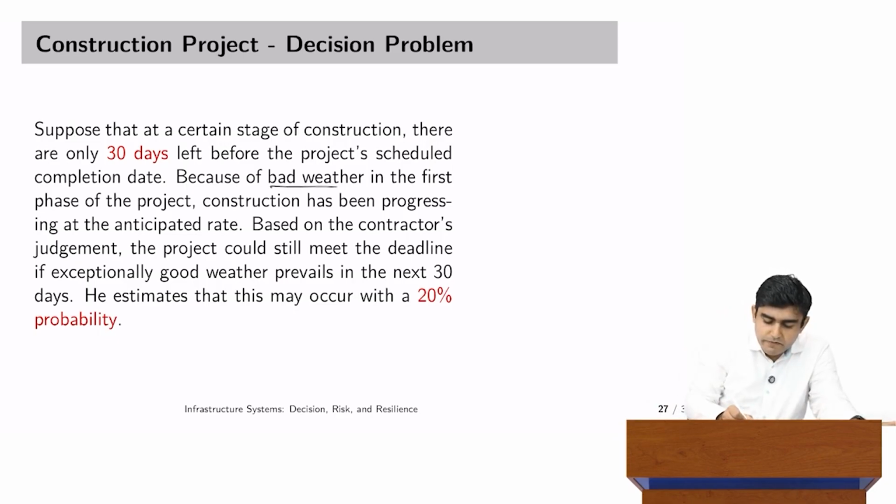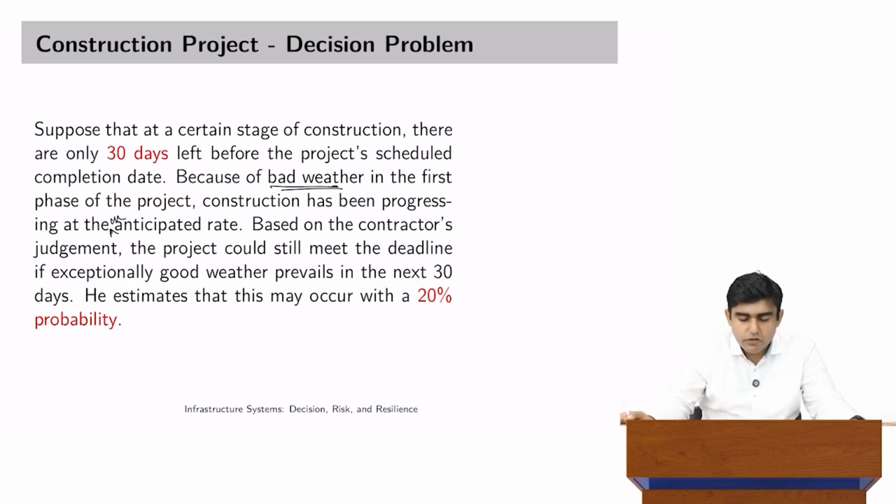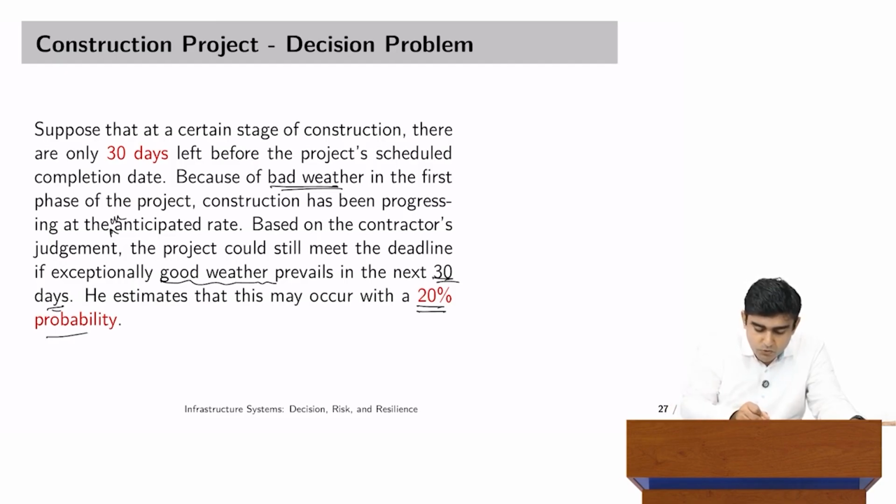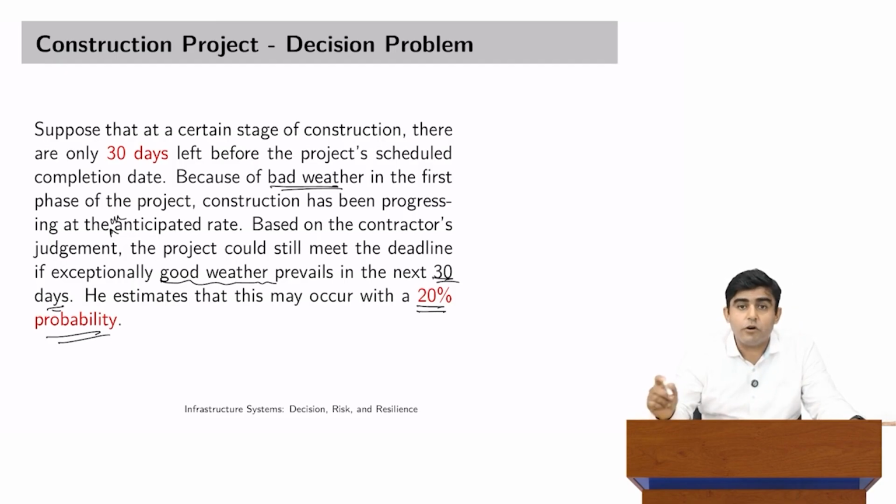So, in this particular case, what happened is that there was bad weather in the first phase of the project, as a result of which construction has been progressing at an unanticipated rate. Now, based on the contractor's prior experience and judgment, see, I use the word prior, and hence this entire framework is prior analysis. Based on the contractor's judgment, the project could still meet the deadline if exceptionally good weather prevails in the next 30 days. And he estimates that this may occur with a 20% probability. So, now the odds are against the contractor, because there is only a 20% chance that the weather is going to be exceptionally good, and timelines will proceed as things happen.